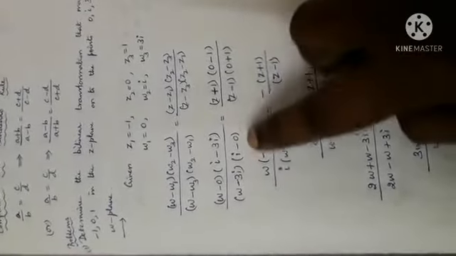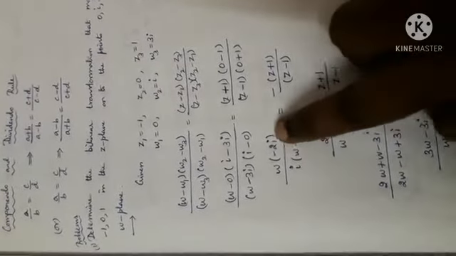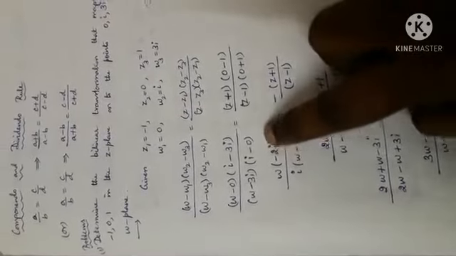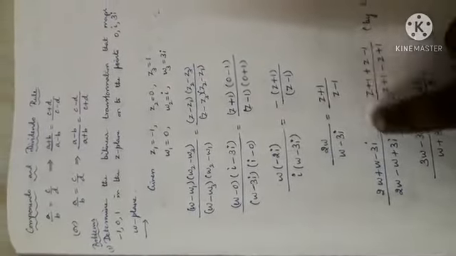Determine the bilinear transformation which maps 3 points in the Z plane whose images are these 3 points in the W plane. When this is known, this formula helps us to get the bilinear transformation. Let us substitute W1, W2, W3, Z1, Z2, Z3. Simplify. And this can further be simplified. The negative sign on both sides will get cancelled.